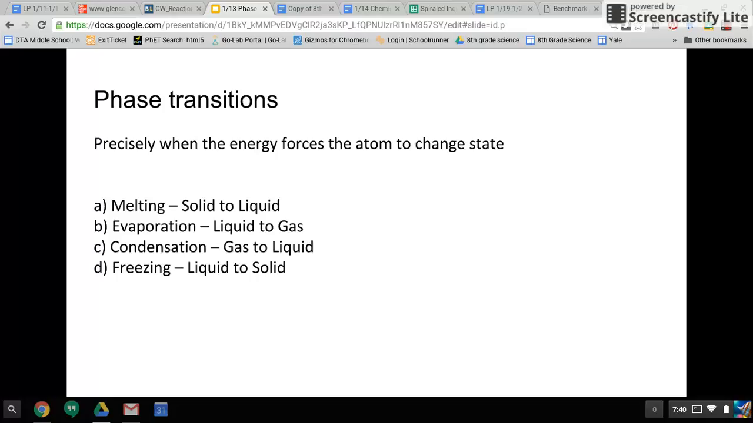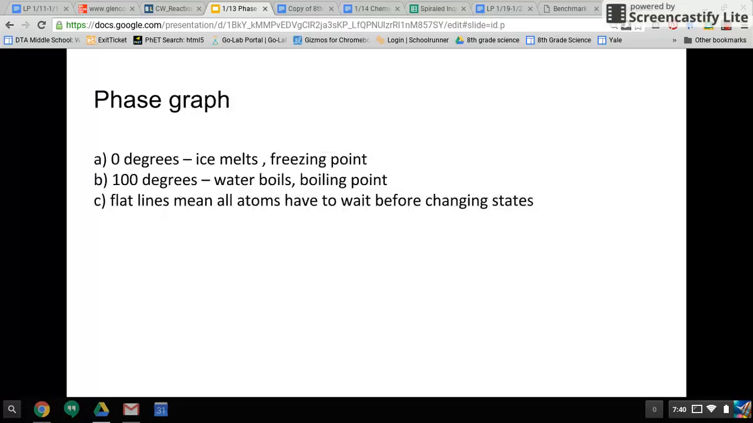If we look at something called a phase graph, at 0 degrees, ice melts, and this is what we call the freezing point. At 100 degrees, water boils, and this is what we call the boiling point. So 0 degrees is the freezing point, and 100 degrees is the boiling point. Any of the flat lines you see in a phase change graph, which I'll show you in a second, mean that all the atoms have to wait before changing states.